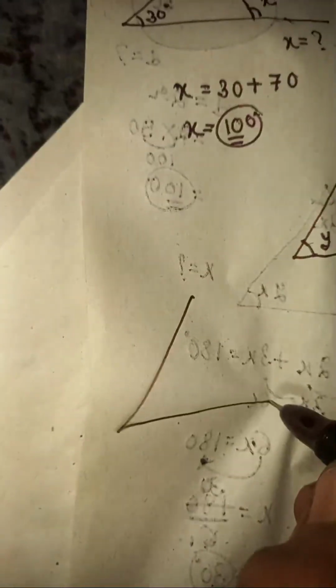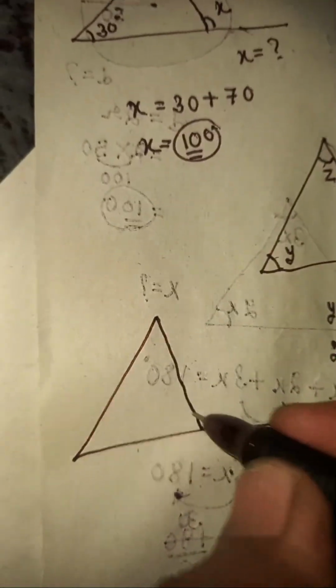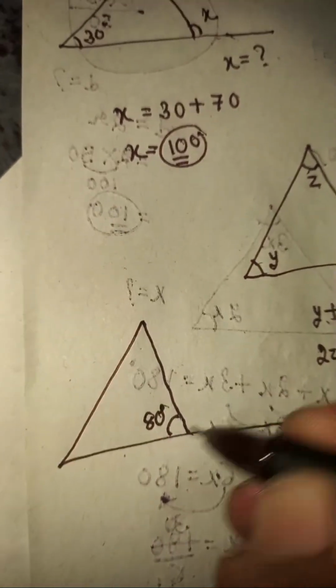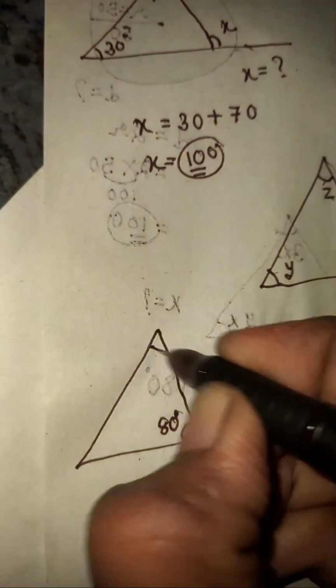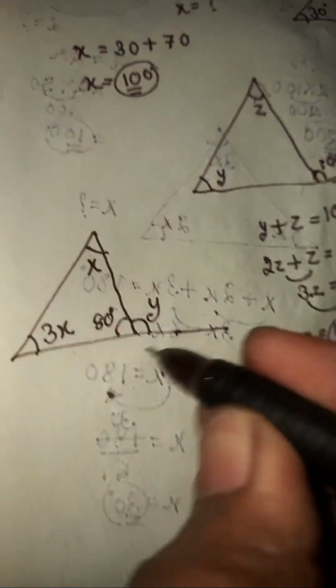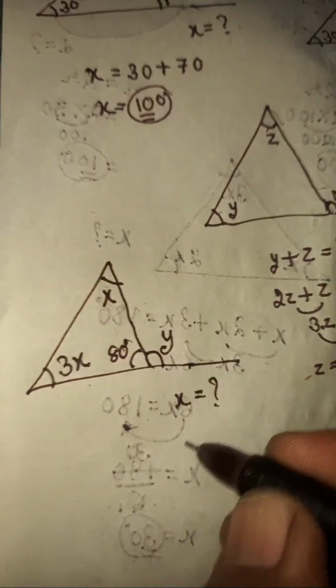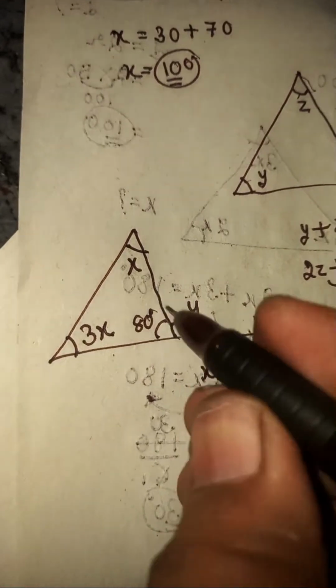In the same way, you can find here also in this triangle, interior opposite angles. They have given this angle as 80 degrees and this angle they have given us y and this angle as x and this angle as 3x. Now you need to find the value of both x and the value of y. You can do it out here.